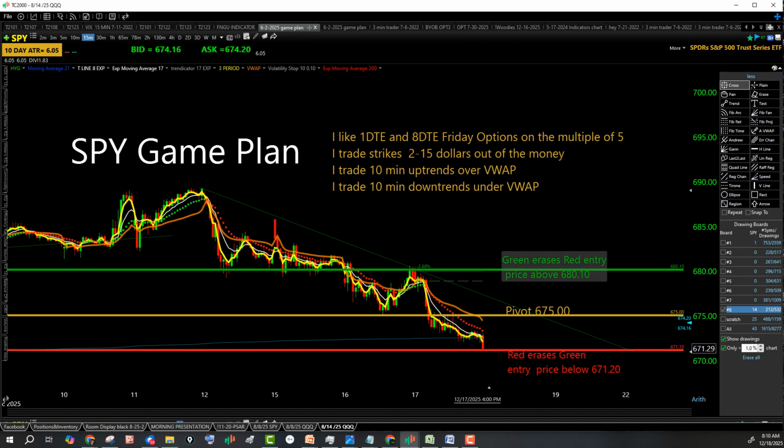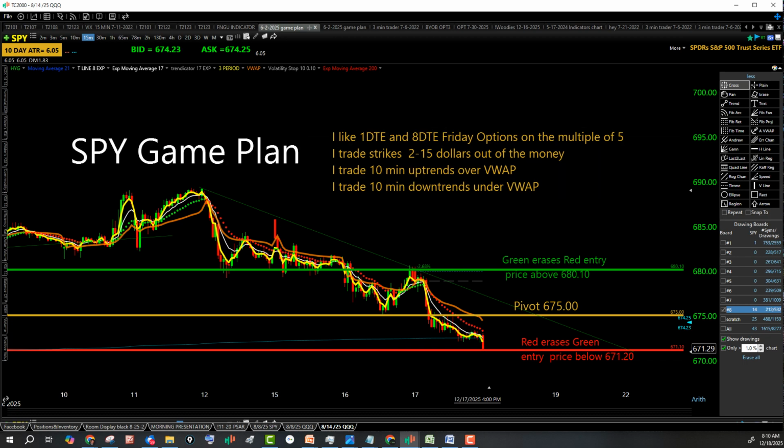Green erases red entry over 680.10. Okay, so right over the top of the bodies of those 3 candles right there, from the day before. Okay, green erases red entry right up there. Red erases green entry underneath that big red candle right there. That's underneath 671.20. I suspect we'll probably have an inside day. We'll see. We're going to get CPI in about 20 minutes, so that will probably rock and roll the markets. All right, so there's 15 minutes.